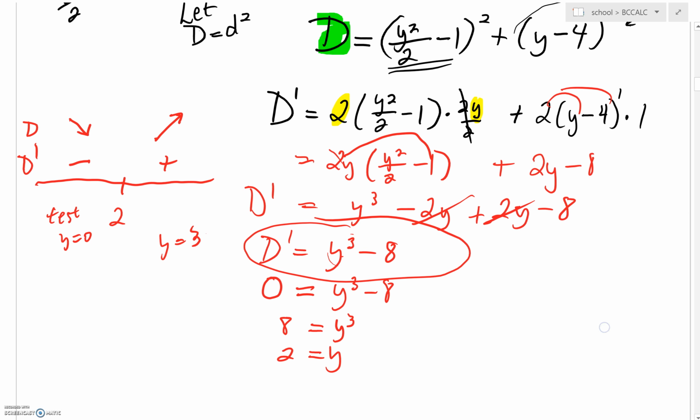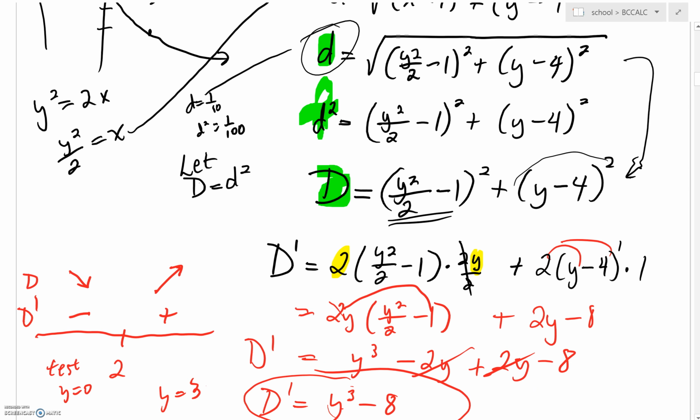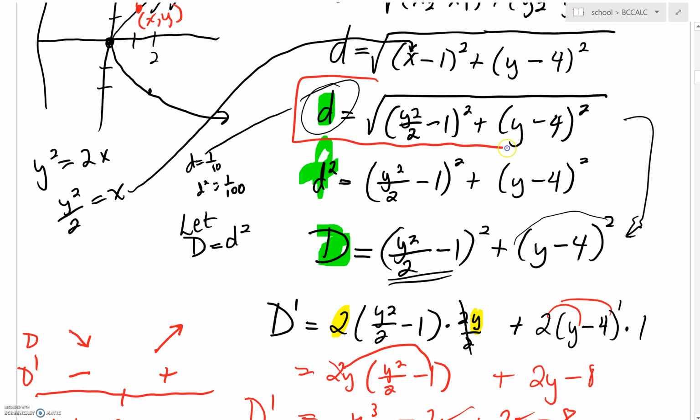So what do we have? We know at this point that there is a local min at y equals 2 because d prime changes from negative to positive. So you found the y coordinate that would minimize capital D. That is the y coordinate that will also minimize little d.